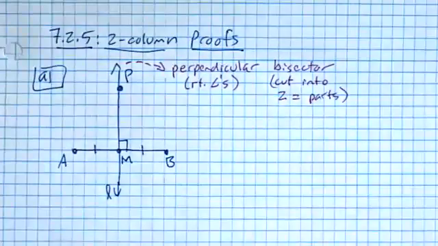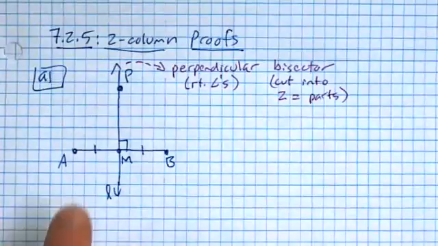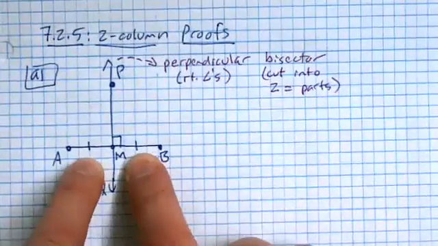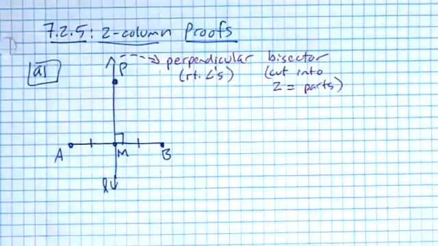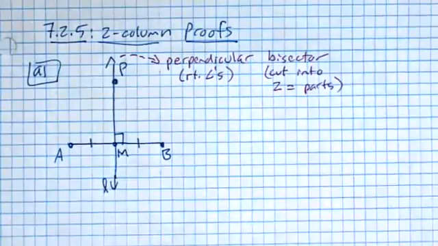So do you see how that line L, the one that's going vertically, is cutting that other segment into two equal parts? And we know that those parts are equal because of those tick marks here. So this is a perpendicular bisector. It is cutting it into two equal parts.